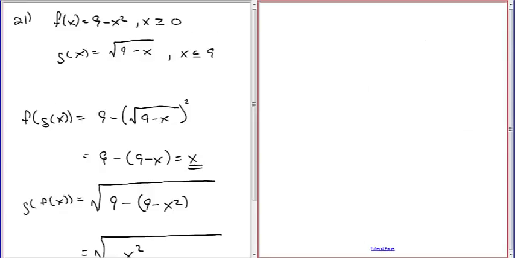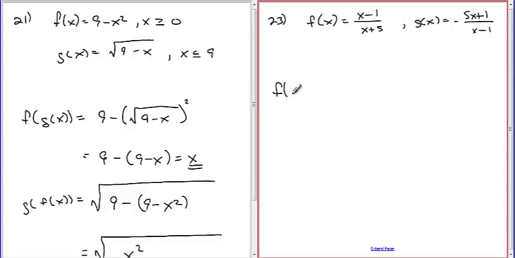Okay, so that's 21, 23. So you've got f of x equals x minus 1 over x plus 5, g of x equals negative 5x plus 1 divided by x minus 1. So that looks interesting. So what we would do is, again, we're going to do f of g of x. So for x, we plug in g of x. It's going to be so exciting.